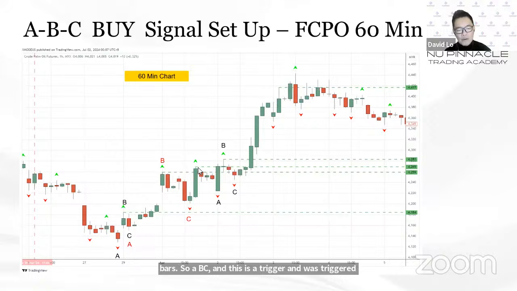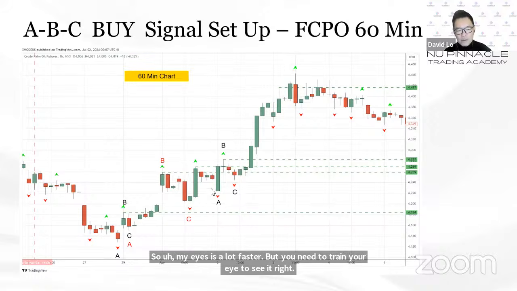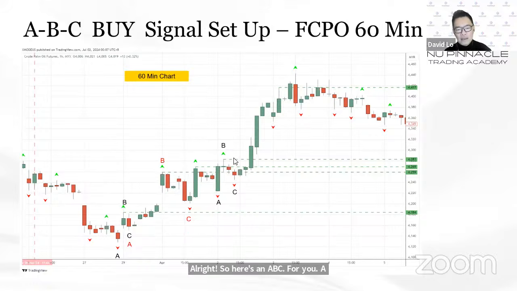And this green bar itself also actually became an ABC. If you are very acute, you can see an ABC as well, right? So this one you must train your eye. I've been doing this for like the last 25 years, so my eyes are a lot faster, but you need to train your eye to see it. All right, so here's another ABC for you, a more obvious one. And then you see how it triggered, and then it continued to move up.